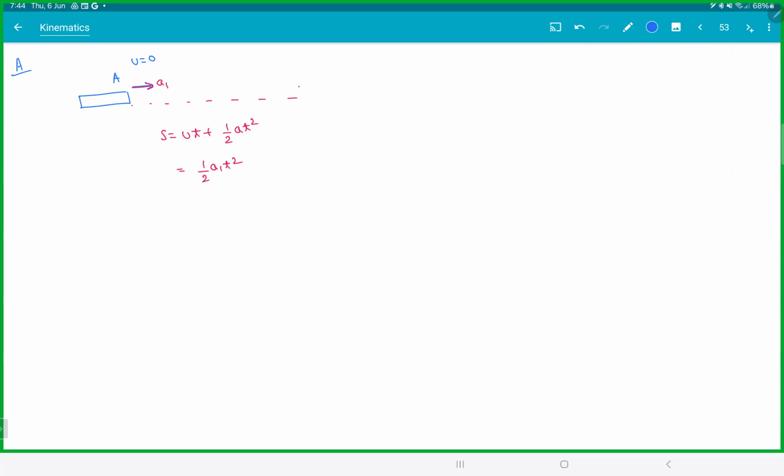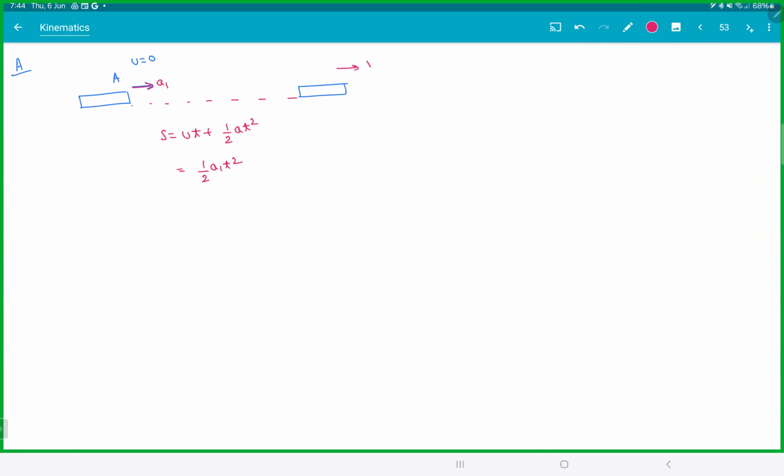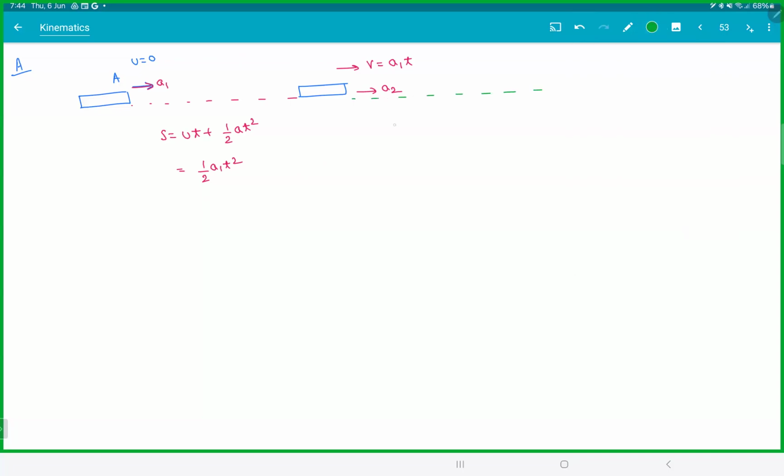When the train reaches here, by now it has already gained some speed. V = u + at, u is zero, so A1t. That is the catch. And the train's acceleration became A2. In the second part of the motion, the final speed in the first part is the initial speed for the second part. So you're not traveling with zero speed. S is ut, and in place of u you have A1t into t, plus half A2 t square. If you had chosen this to be zero, you would get the 1:1 answer.